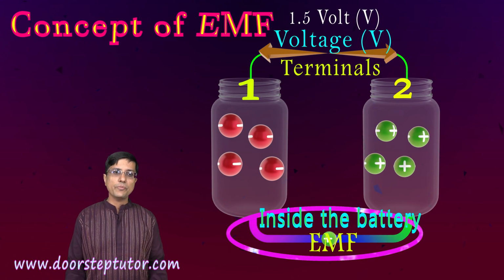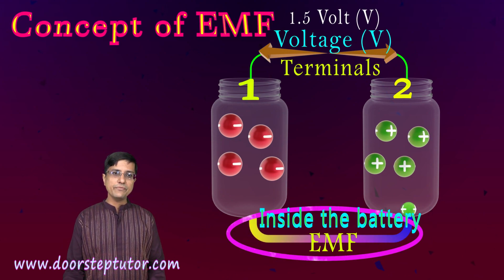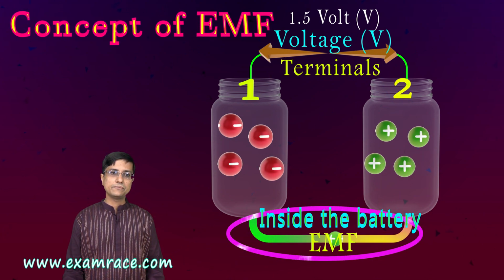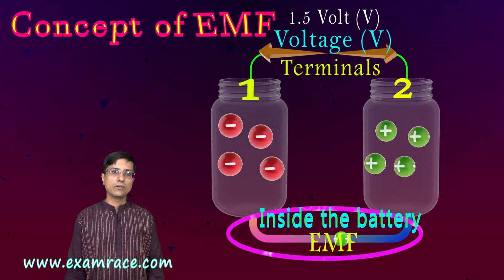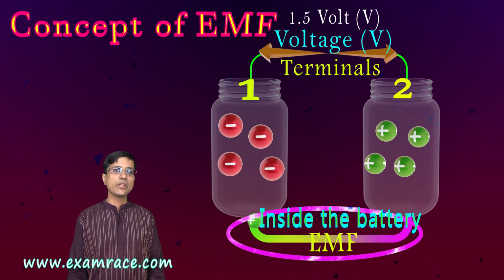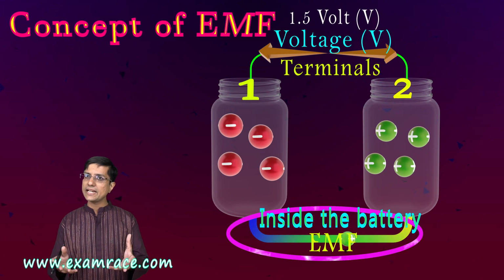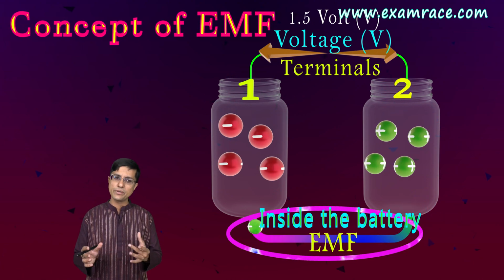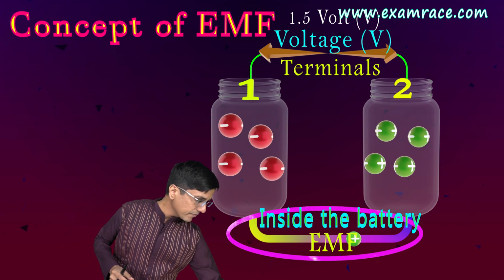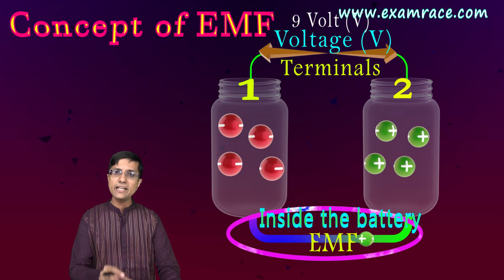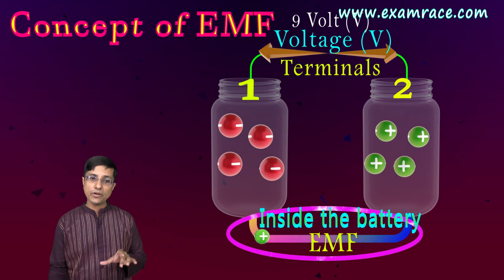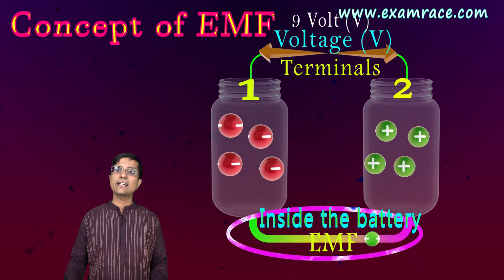Of the 2 terminals of the battery, one is positively charged. This is the voltage available right here. You might have seen this voltage written on the battery: 1.5 volt, 3 volt, 9 volt. For example, here I have a 9 volt battery. This is the voltage available on the terminals because of the EMF, the work done inside the battery.